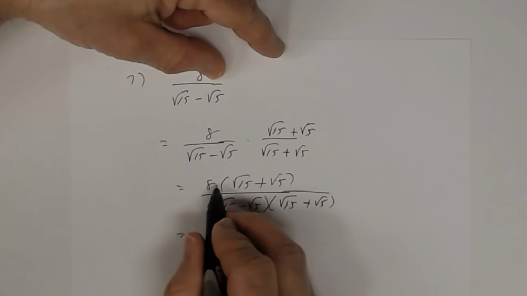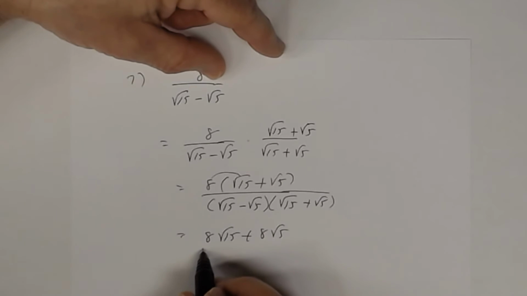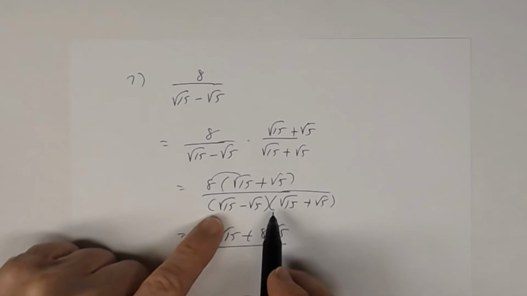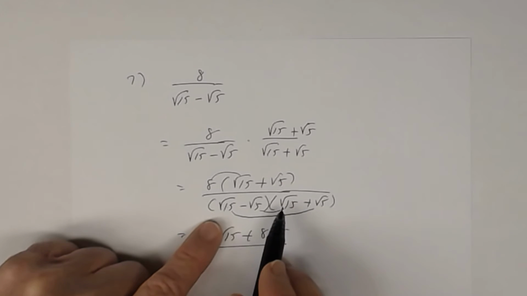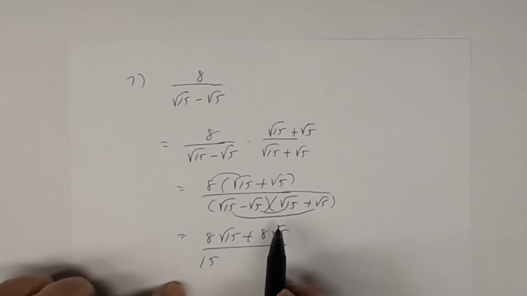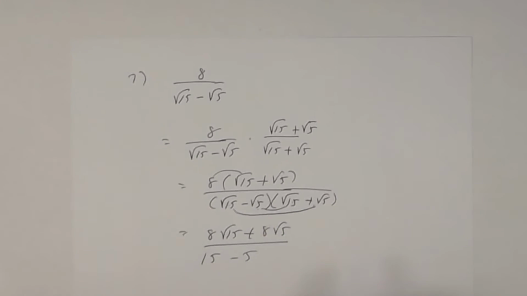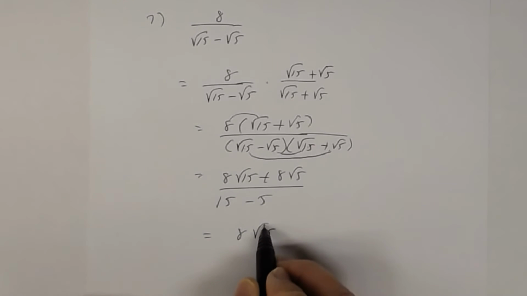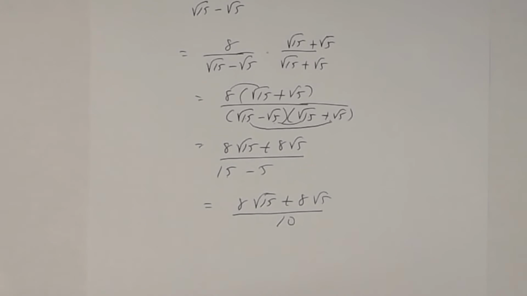Okay, so in the numerator, distributing, I get 8 square root of 15 plus 8 square root of 5, right? Divided by, all right, now those are conjugates. So the outer and the inner will add up to be 0. So let's just look at the first and last. The square root of 15 times the square root of 15 is 15. A negative square root of 5 times a positive square root of 5 is a negative 5. Okay? So I get 8 square root of 15 plus 8 square root of 5 divided by, and then 15 minus 5 is 10.